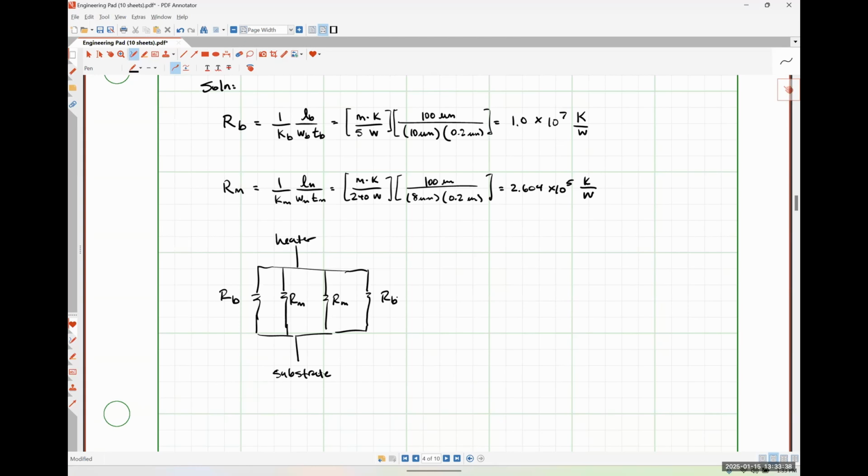Okay. So from this, my equivalent thermal resistance is simply going to be twice Rm plus twice over Rb, to the -1 power. So that's just the equation for 4 things in parallel, treating it exactly like they were resistors. And so I would have an equivalent thermal resistance of 1.269 times 10 to the 5 kelvins per watt.